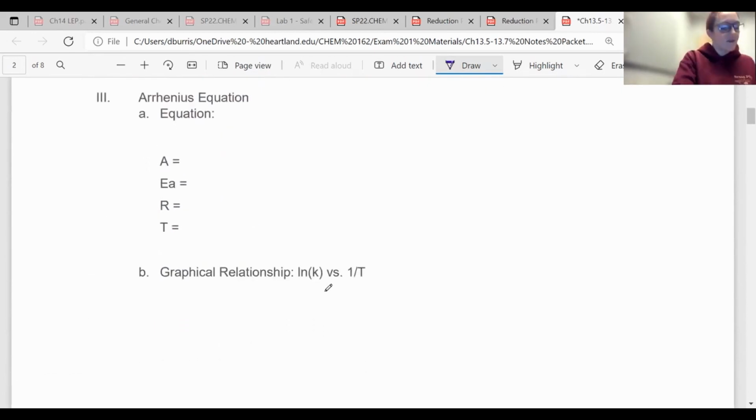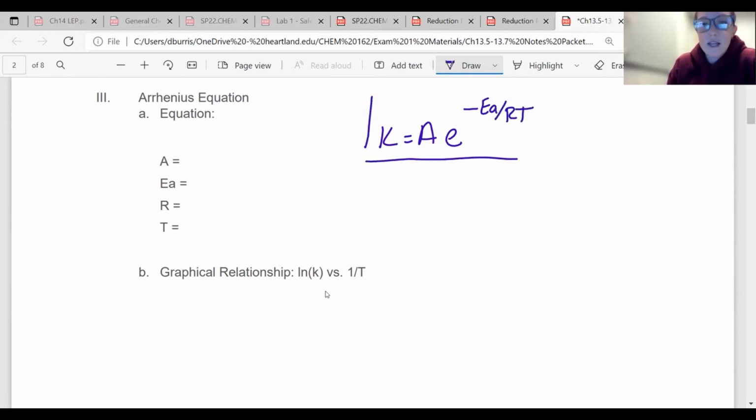Okay, so how is everything related mathematically? Can we calculate activation energy when our temperature changes? Of course we can. The actual equation, this is called the Arrhenius equation, is k equals A times e to the power of negative Ea over RT. This is an equation I would give you, but you should be able to use it.